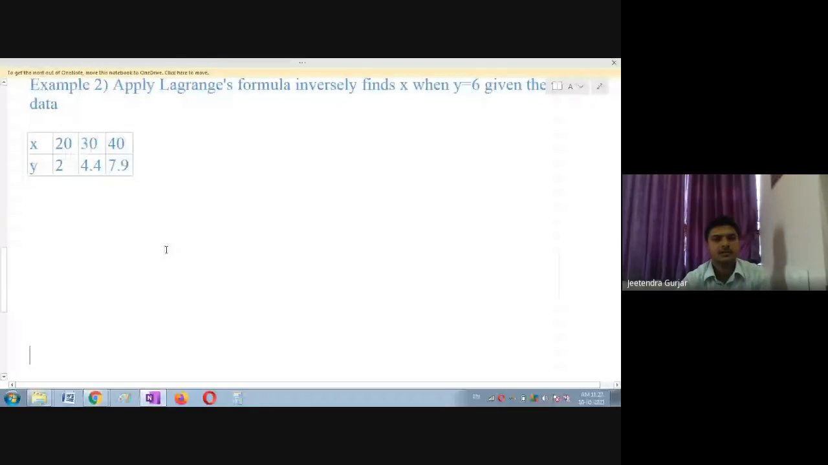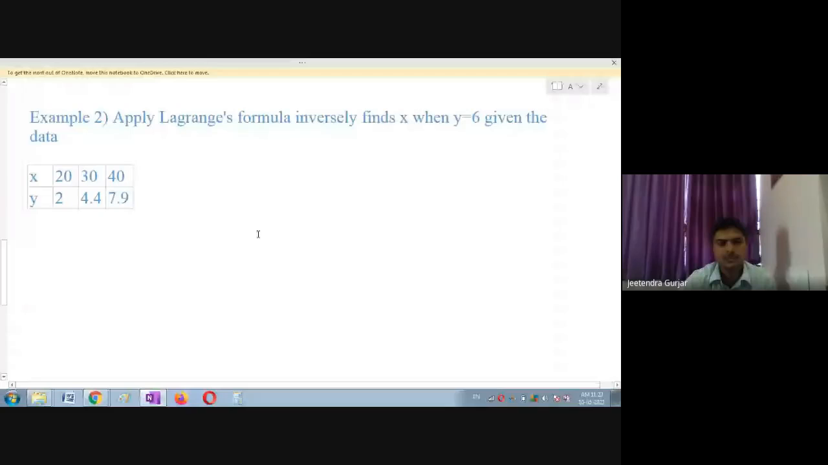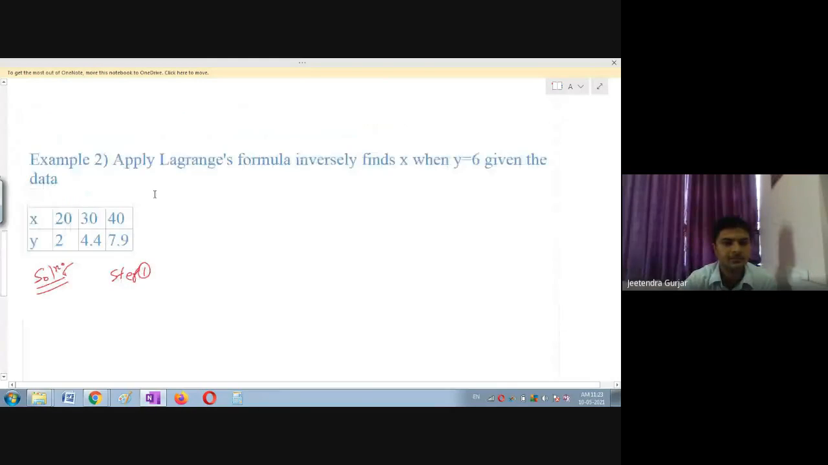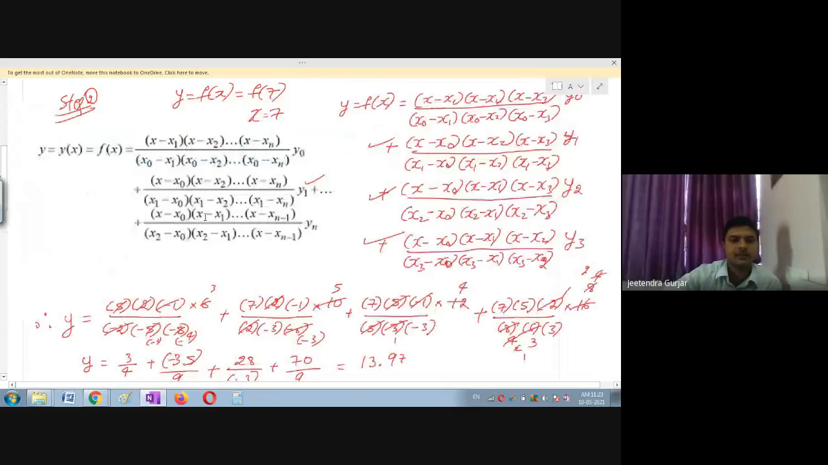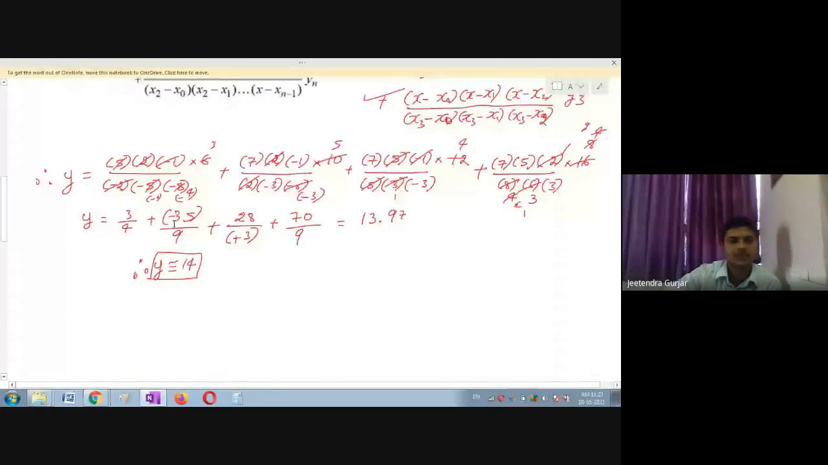Okay, now apply Lagrange's formula inversely. Find x when y is equal to 6, given the data. The data given is very small, students, so now I think you can do it very easily. Okay, so here we have the solution. First, step 1. Again, you remember the steps here also. Step 2 is there. Step 3, substitute all the values. Okay, this is step 3, the last step, just substituting the values.